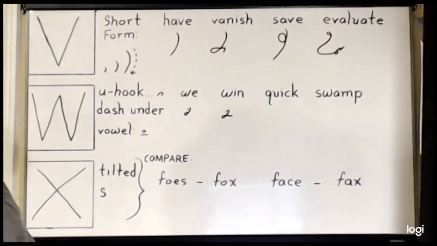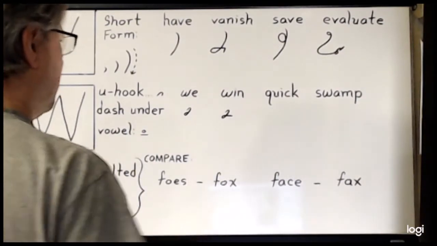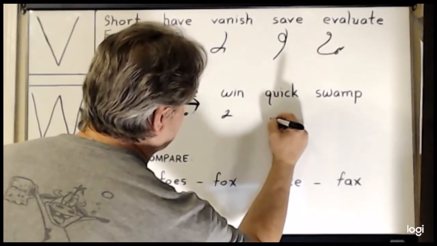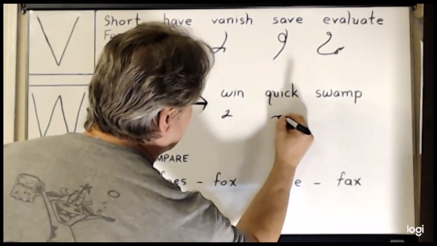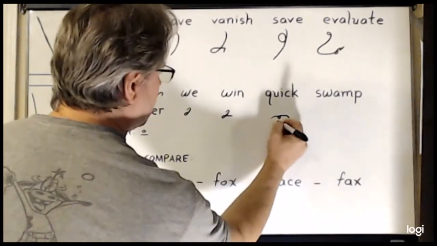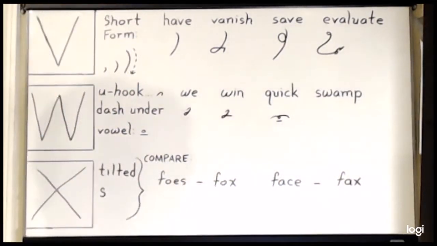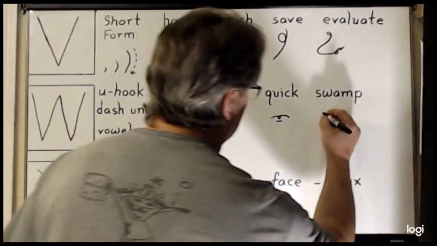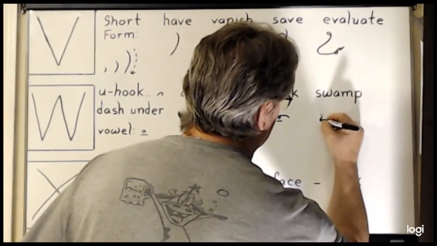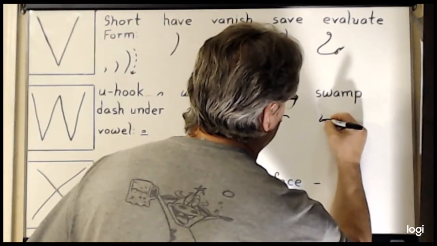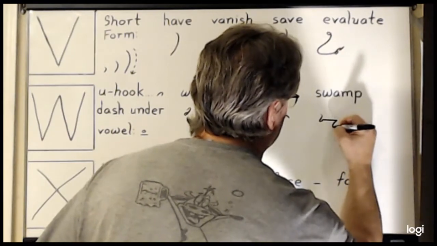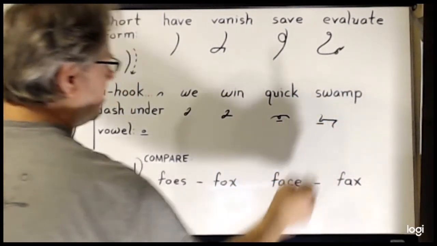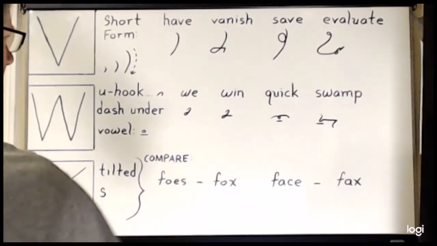For the words quick and swamp, we'll use the dash under the vowel. So for quick, you'll write the outline first, which is K, I, K, and then the dash underneath the vowel for quick. For swamp, we'll write S, O, M, P. Then underneath the O, we'll write the dash to represent the W in swamp.